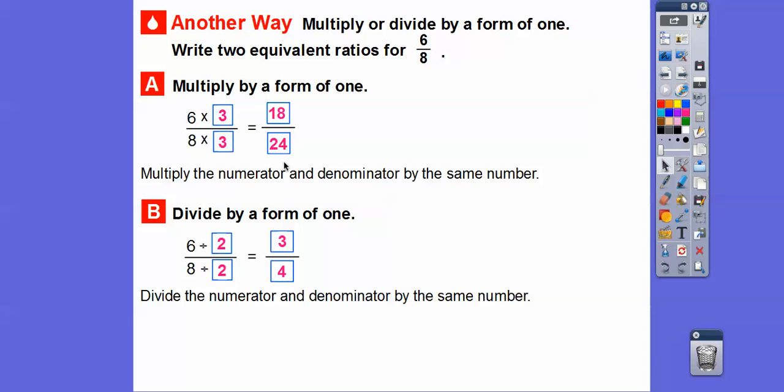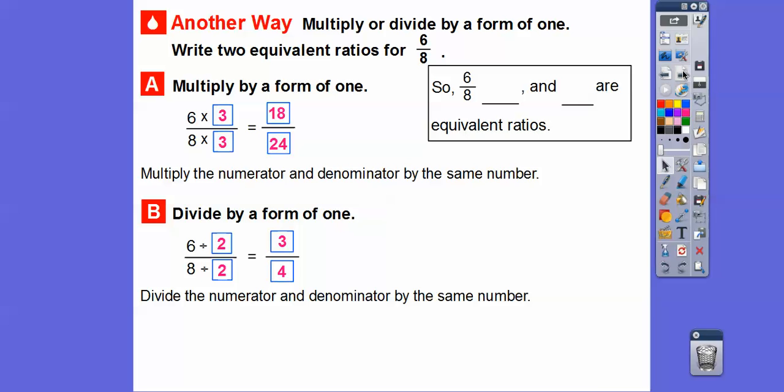So is 18 over 24. Okay, we can multiply this by 4. 6 times 4 is 24. 8 times 4 is 32. 24 over 32 would be the same ratio as 6 over 8. All right, so let's answer the question. So 6/8 and 18 over 24 and 3 over 4 are equivalent ratios right there, okay?